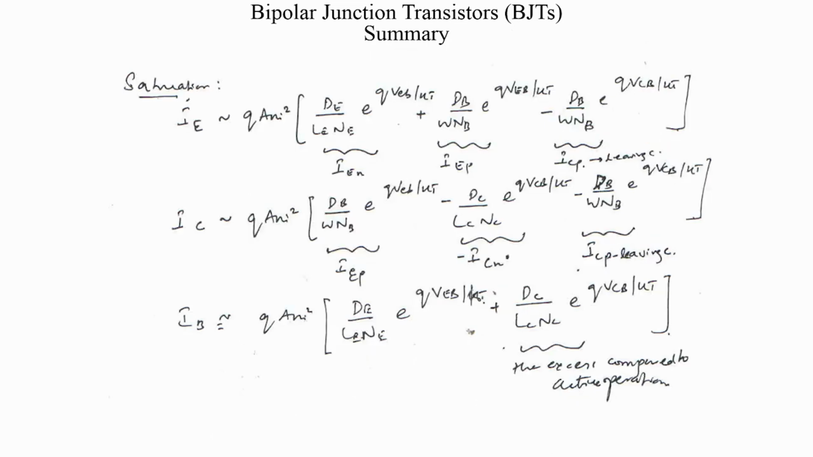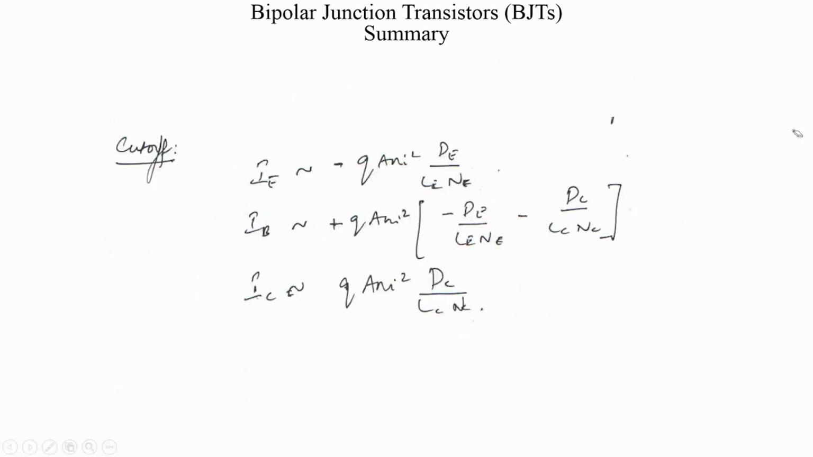In saturation mode, you say that all these exponentials are going to be much greater than 1, and therefore you have all the exponential terms being present here. And similarly for cutoff, we just make use of the fact that all the exponentials are going to be much less than 1, and therefore that is your emitter current, that is the base current, and that is the collector current. There is a negative sign there for the emitter.